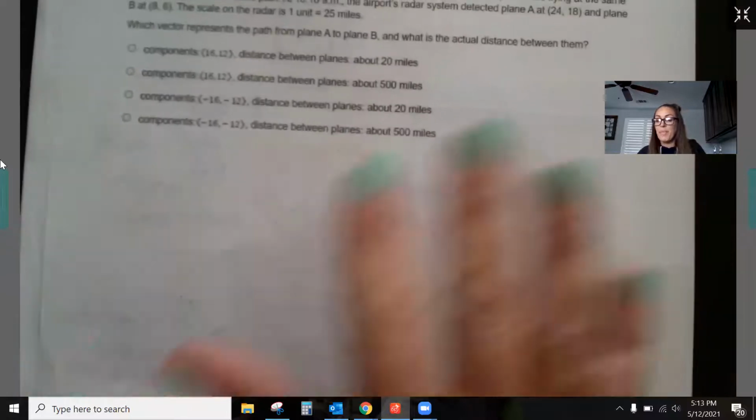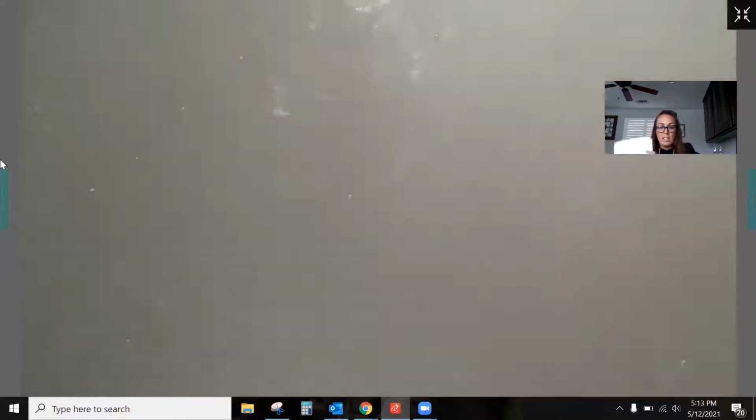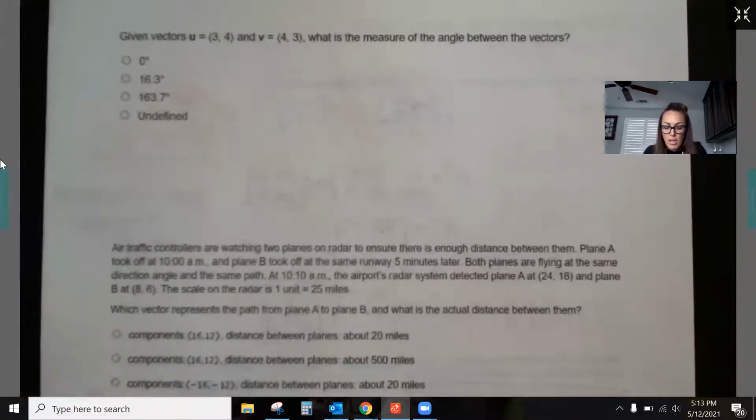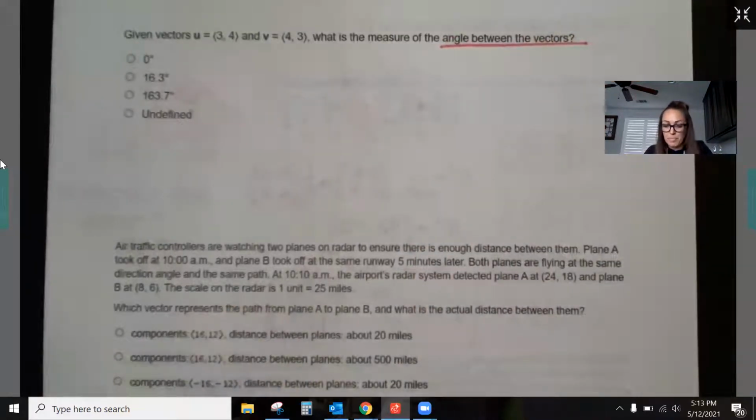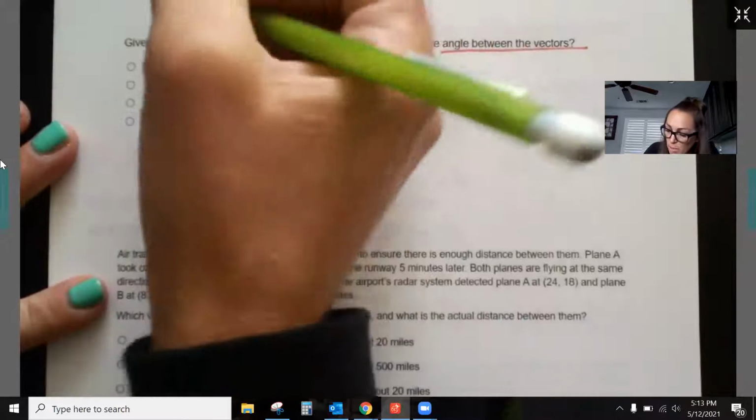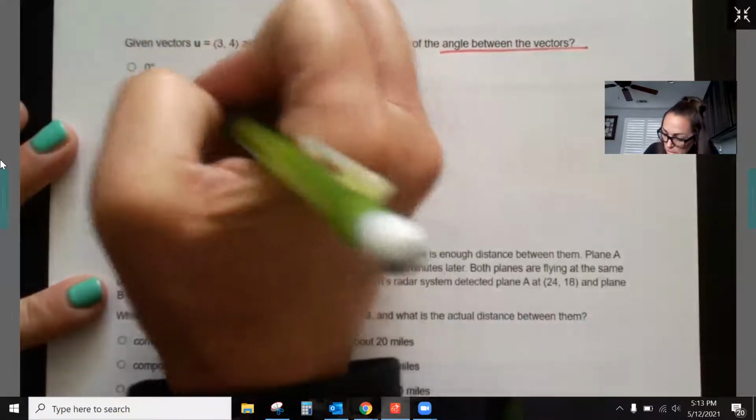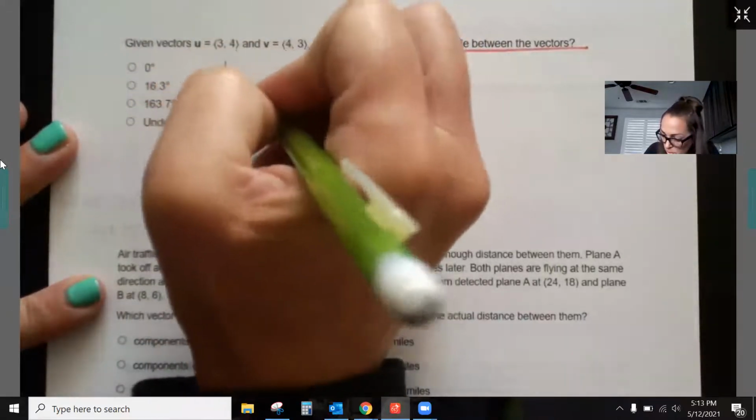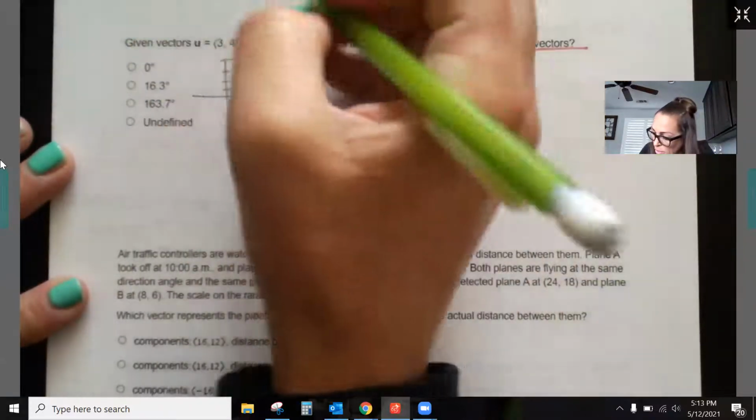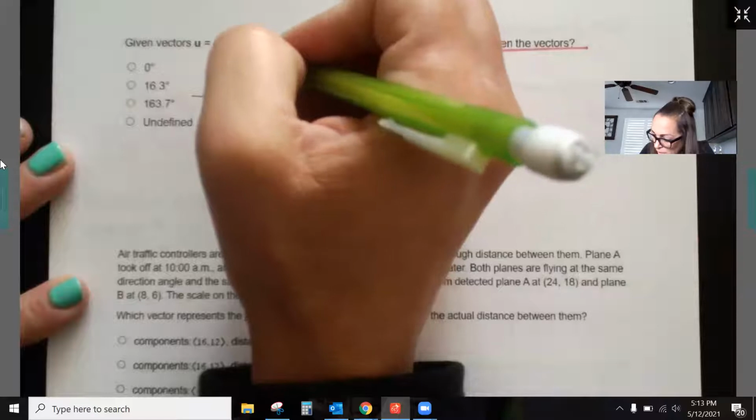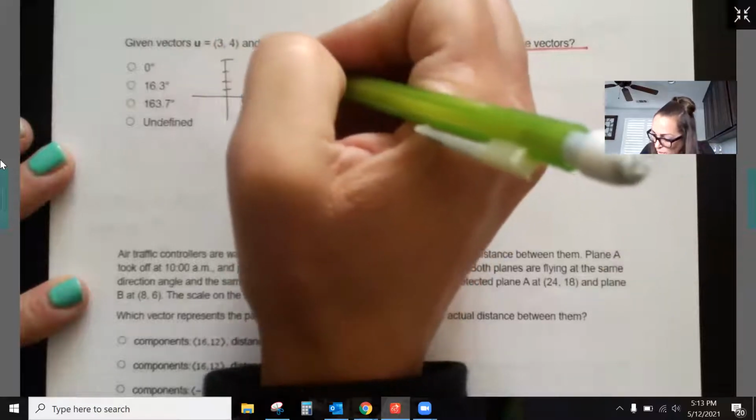All right. Next one. Vectors, our vectors. So again, this is a good review of a lot of different pieces that we've been working with. This one asks for the angle between the vectors. And so when I look here, I'm quickly going to sketch this. So I'm going to be at 1, 2, 3, 4, 1, 2, 3, 4. So I have my 3, 4, and I have my 4, 3.